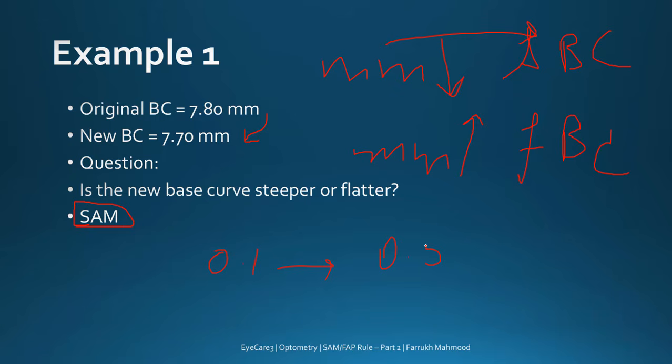So if the power of contact lens is, for instance, minus 4, we will add minus 0.50 to it, and the net power will become minus 4.50. So in this case we have decreased the base curve, made it steeper, and therefore increased the power of contact lens.